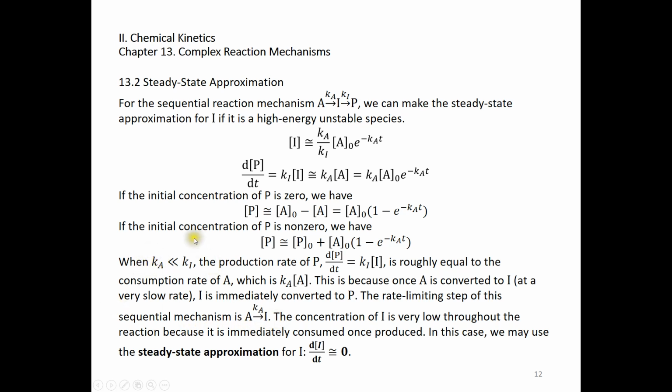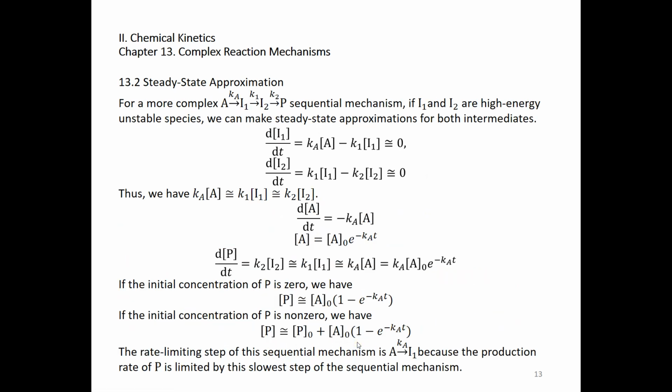Again, k_A is much smaller than k_I, so this reaction is much smaller than this reaction, and this is a sequential mechanism. In a sequential mechanism, the slowest one is the rate limiting step. So the first step is the rate limiting step. And also we know the concentration of I is very low throughout the reaction because it's immediately consumed once produced. In this case, we may assume the steady-state approximation for the intermediate I, which is d[I]/dt is approximately 0.